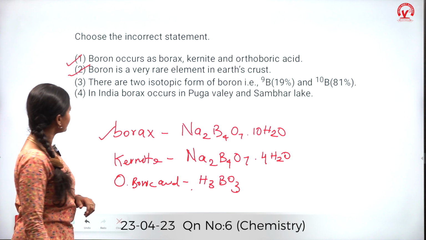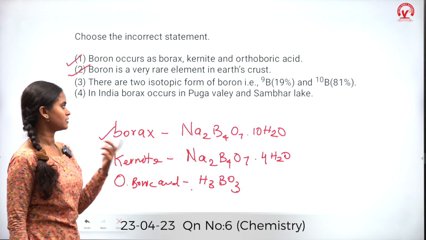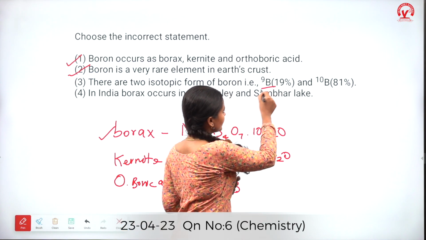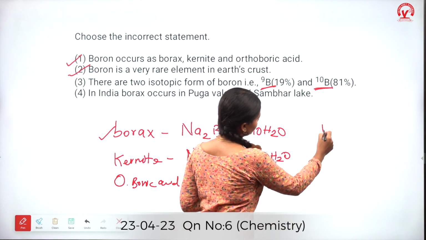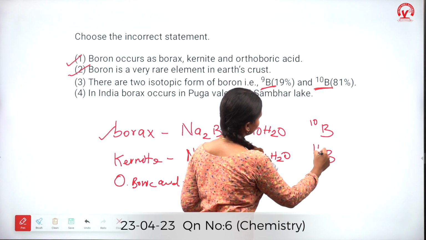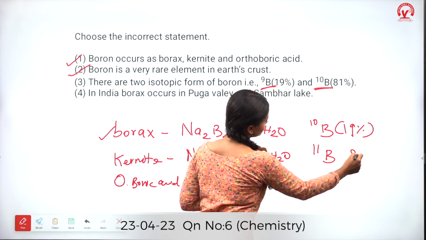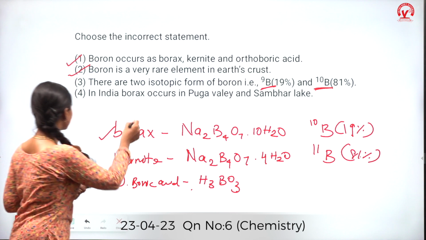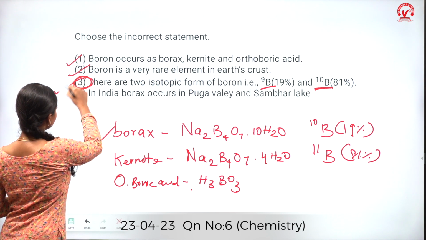In the third statement, it says there are two isotopic forms of boron, giving B9 and B10. But the actual isotopes are B10 and B11, with B10 being 19% and B11 81%. So this third statement is the incorrect statement. So the answer is 3.